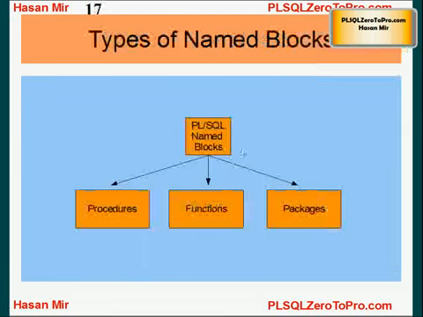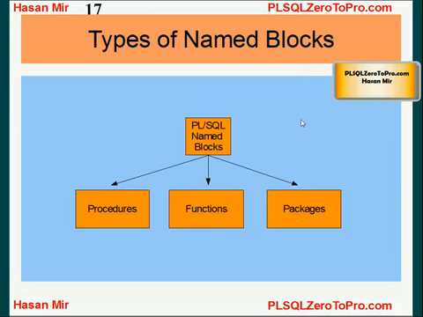Now the named block can be divided into three types: procedures, functions, and packages. In coming tutorials I'll be talking about all of these. A package is simply a group of procedures and functions. The main difference between a procedure and a function is that a function returns one value back. You call a function so that it can do some processing and give the result back to you as one value. Procedures are usually called to do some one-time processing, and they're not expected to give you any result back. I'll talk about these in detail, but just remember the named block can be divided into three categories: procedures, functions, and packages.